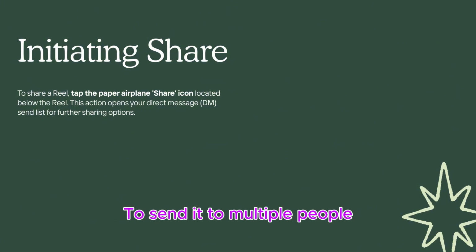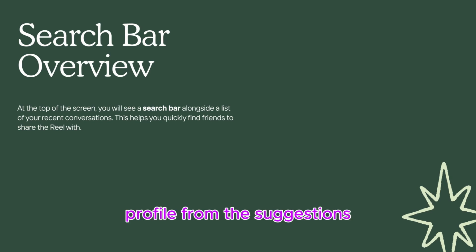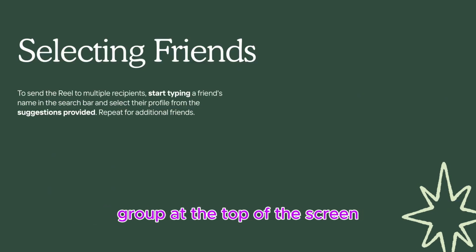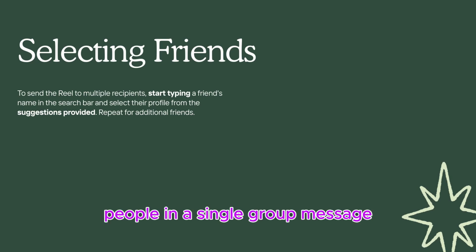To send it to multiple people, start typing a friend's name in the search bar and select their profile from the suggestions. Repeat this process, tapping on each friend you want to include. Their names will be added to a group at the top of the screen. You can add up to 32 people in a single group message.